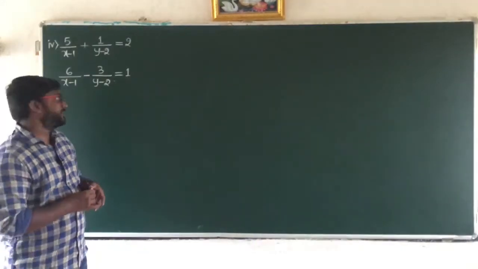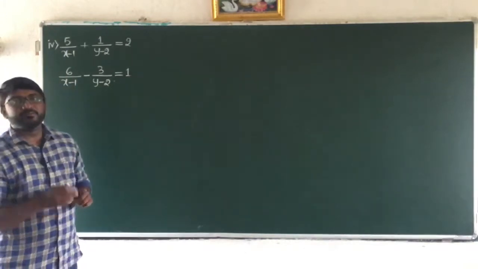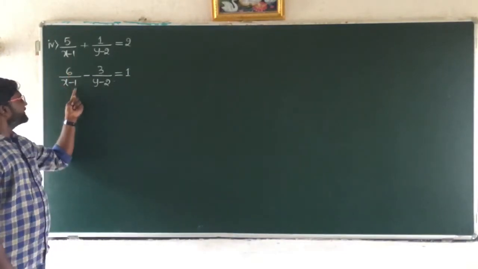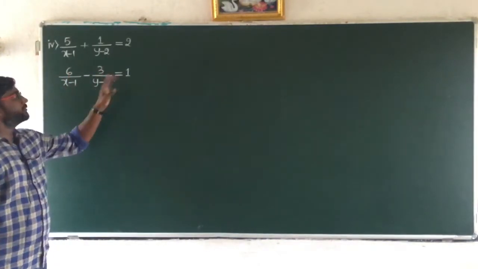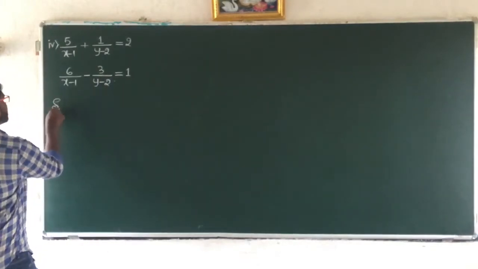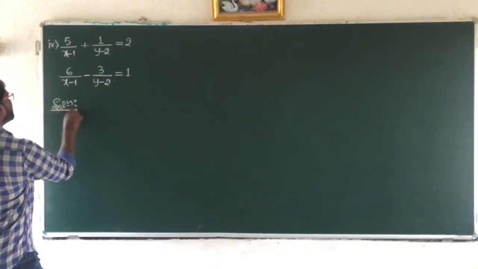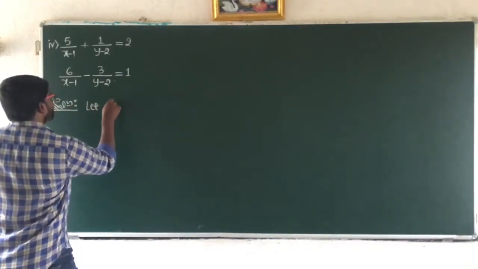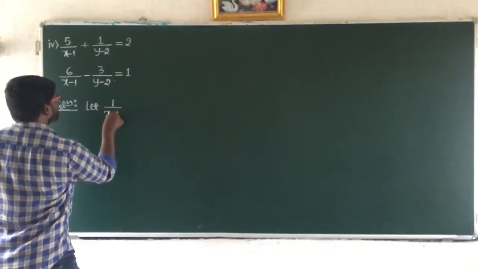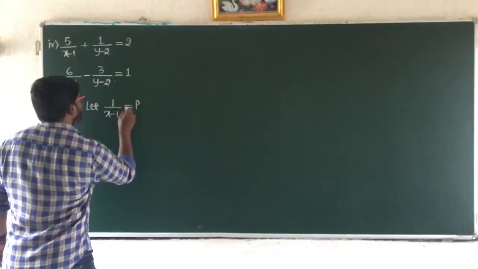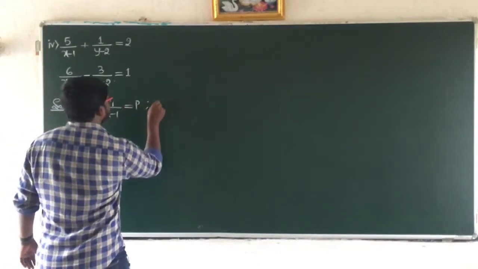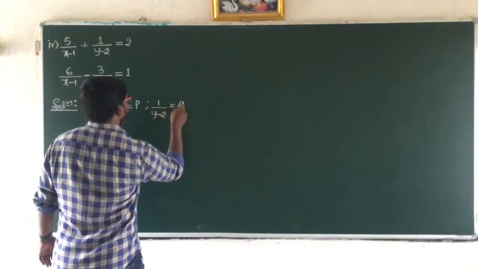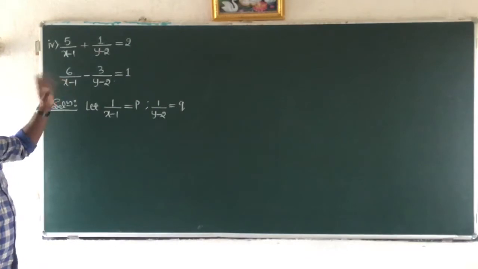The fourth sub question is 5 divided by x minus 1 plus 1 divided by y minus 2 is equal to 2, and 6 divided by x minus 1 minus 3 divided by y minus 2 is equal to 1. So, we will go for the substitution. Let 1 divided by x minus 1 be equal to p, and 1 divided by y minus 2 be equal to q. Now, rewrite the given equations.